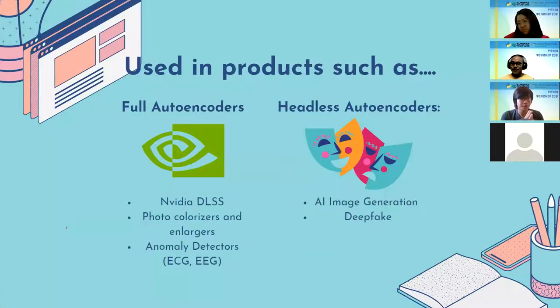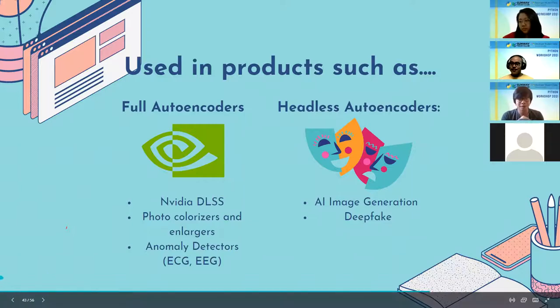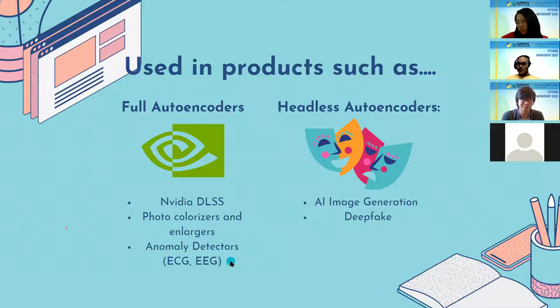Autoencoders are used in products such as NVIDIA DLSS, when you have low-res textures and they're automatically upscaled by a graphics card on the fly. Photo colorizers: if you've got an old photo from the 1930s that you need colorized, autoencoders can do that too. Anomaly detectors, like on pacemakers: if they suddenly detect an anomaly, they send out a message to their loved ones or something like that. And also headless autoencoders, which we'll touch on, generate things like fake images, deepfakes, or generative art. Okay, moving on.